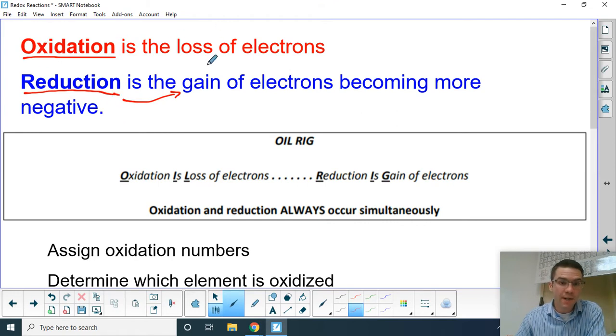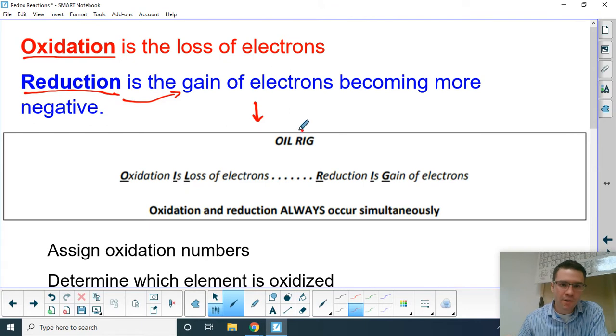Now we know what happens to electrons, and there's a little bit of confusion here. But think about this. If you gain electrons, what happens to your charge? If you gain negative electrons, your charge goes down. It reduces. Your reduction here is reducing your charge. It's reducing your oxidation number. You can think about it that way.